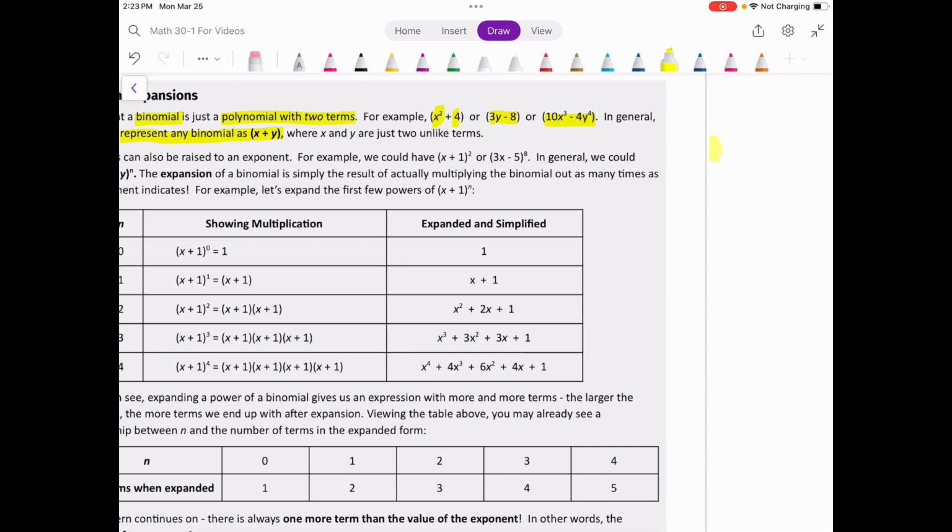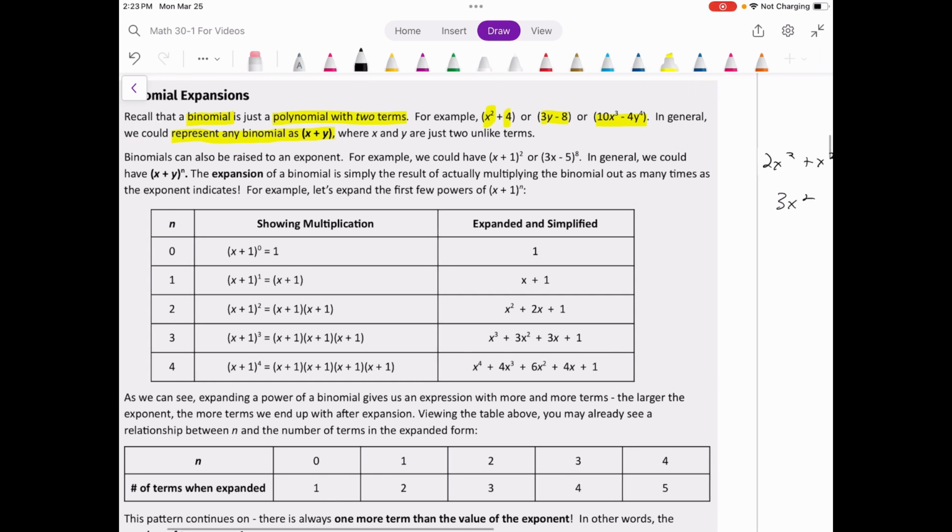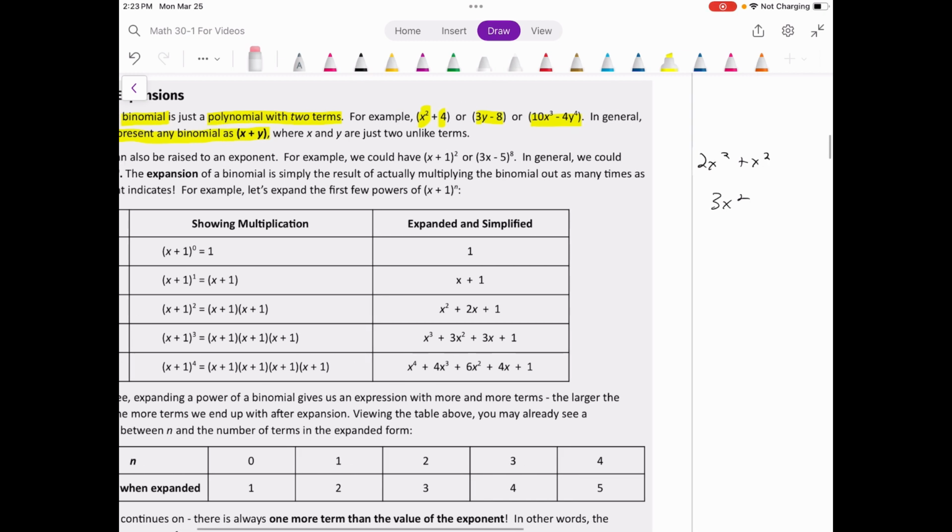For example, like 2x squared plus x squared doesn't really count as a binomial because really that's just 3x squared. Although you honestly could do a lot of the stuff we're going to do today with 2x squared plus x squared if you wanted to treat it like a binomial. That would just be more work, though, than combining it into one like term.